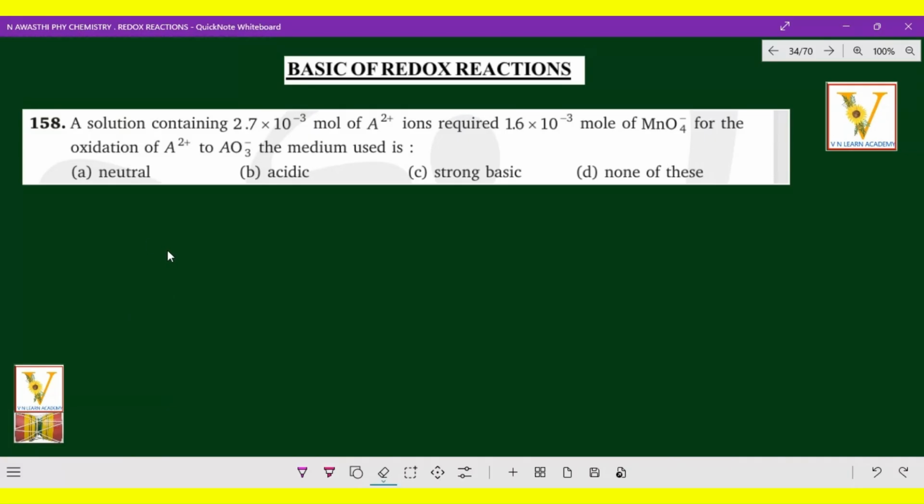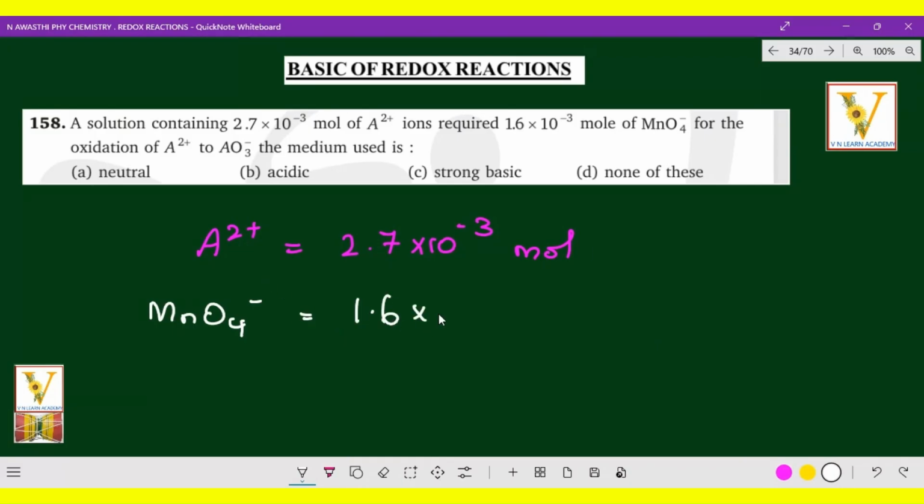Come on, let us write the data here. Actually, A2 plus, right? So A2 plus equal to 2.7 into 10 to the power of minus 3 mole, right? And the second one, what it is, MnO4 minus, right? So MnO4 minus equal to 1.6 into 10 to the power of minus 3 mole. So when you divide this, you will get the answer. But still, we need the proof to identify the answer. Okay, come on, let us go here.